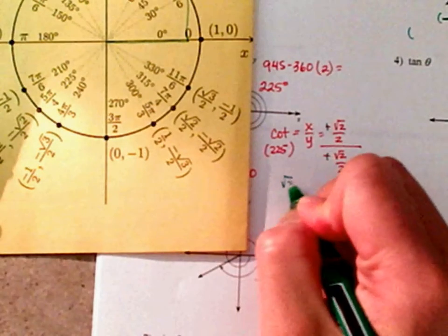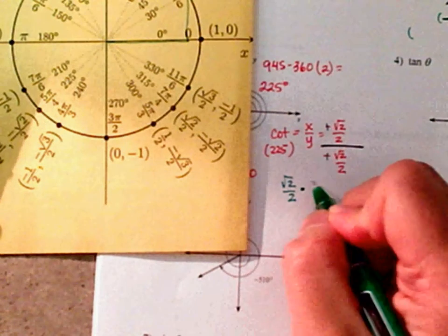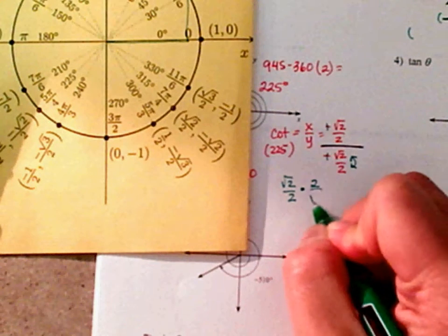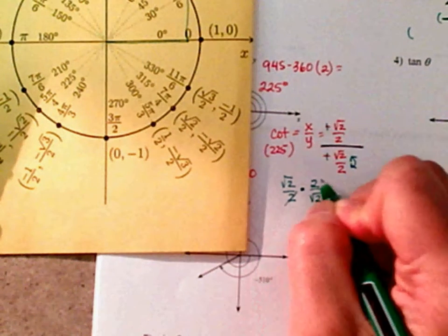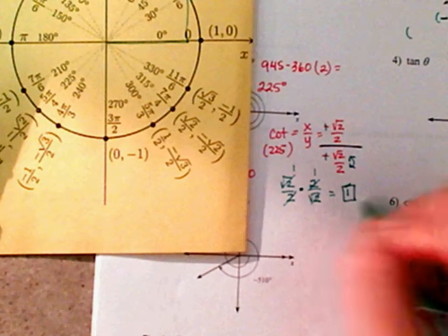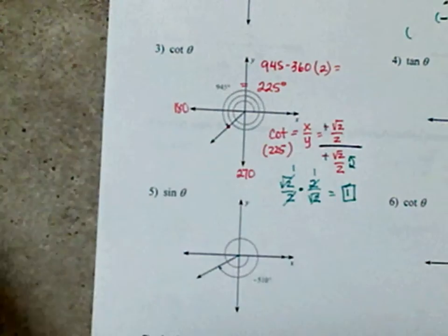Square root of 2 over 2. Instead of dividing, the reciprocal of that is multiply, and you flip the denominator, so 2 over square root of 2. Cancel to give you 1, cancel to give you 1, so this is the same thing as 1. And that's number 3. Okay.